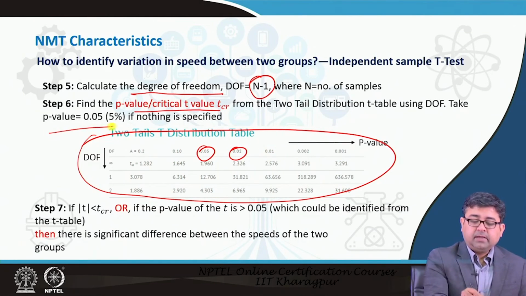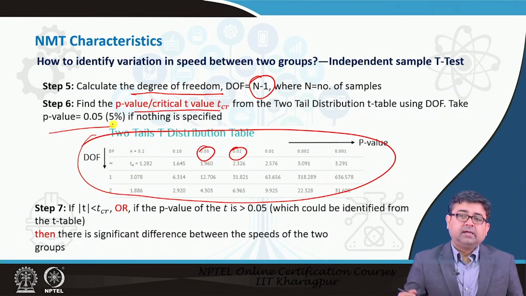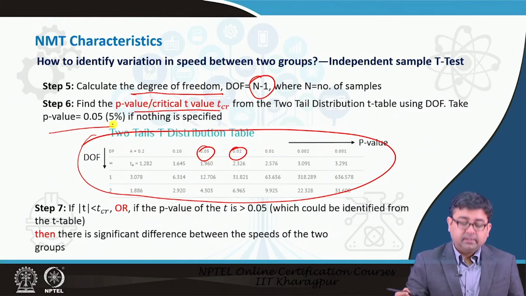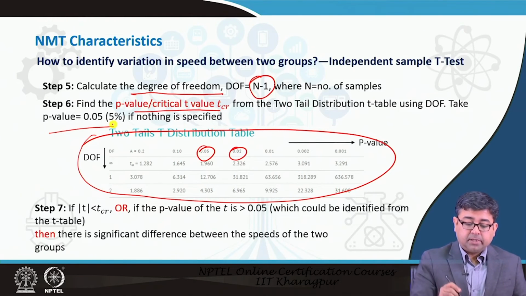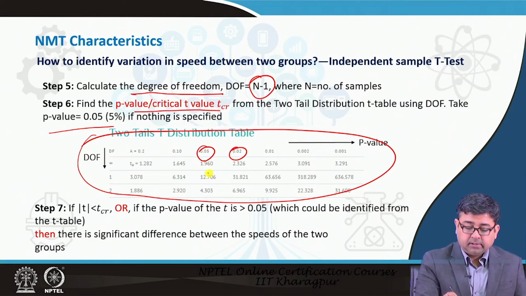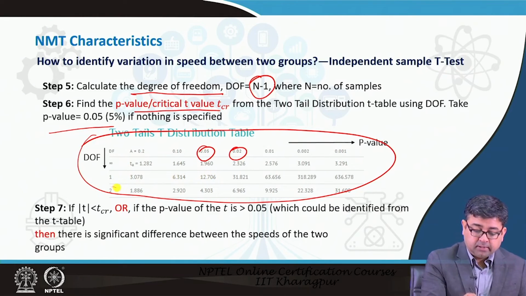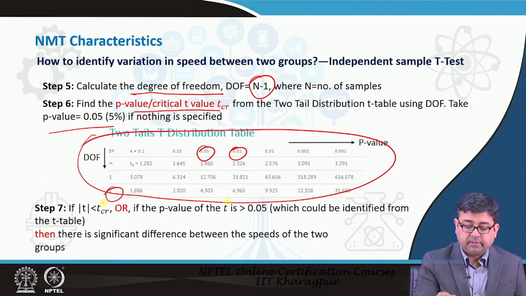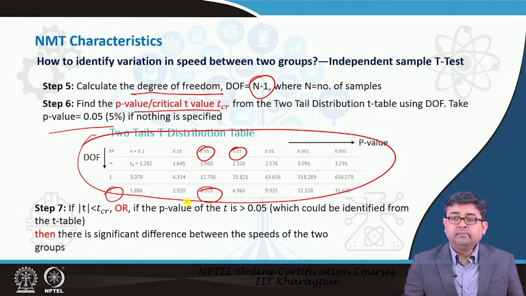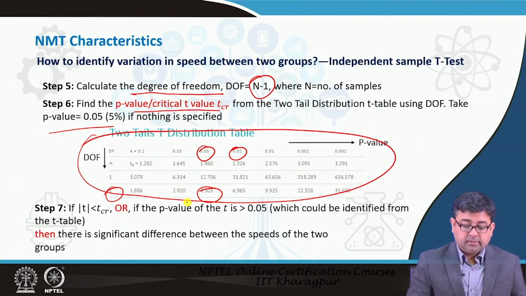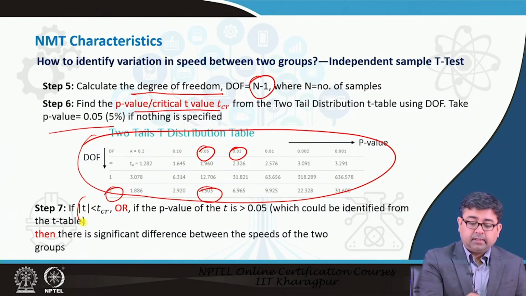Usually the p value that we use is 0.05, which means it is statistically significant at 95%. If nothing is specified you will look at 0.05, and you will find the t critical value for your degrees of freedom. For example, if your degrees of freedom is 2, then your t critical value will be 4.3.